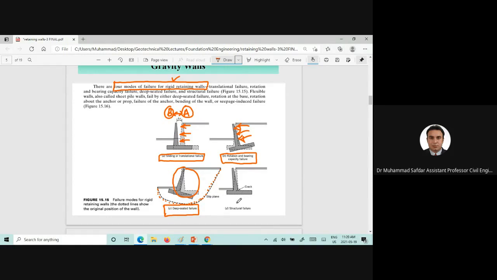Now, the fourth mode of failure would be the structural failure. For example, if the lateral stresses are acting onto this retaining wall, and if enough reinforcements are not provided here, what would occur? These lateral pressures will crack the intersection or the joint between the stem and the base of the retaining wall.